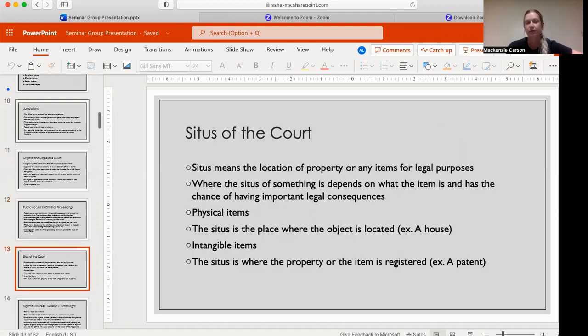My next one was situs of the court. Situs means the location of property or any items for legal purposes. Where the situs of something is depends on what the item is and has a chance of having important legal consequences. They include physical items and intangible items. For physical items, the situs is the place where the object is located, for example a house or a car. For intangible items, the situs would be where the property or the item is registered, like a patent or something like that.